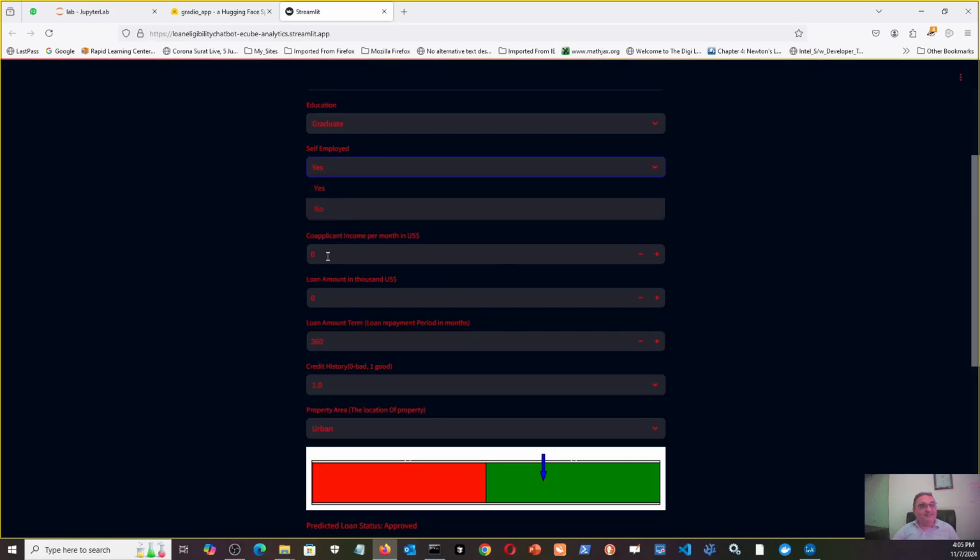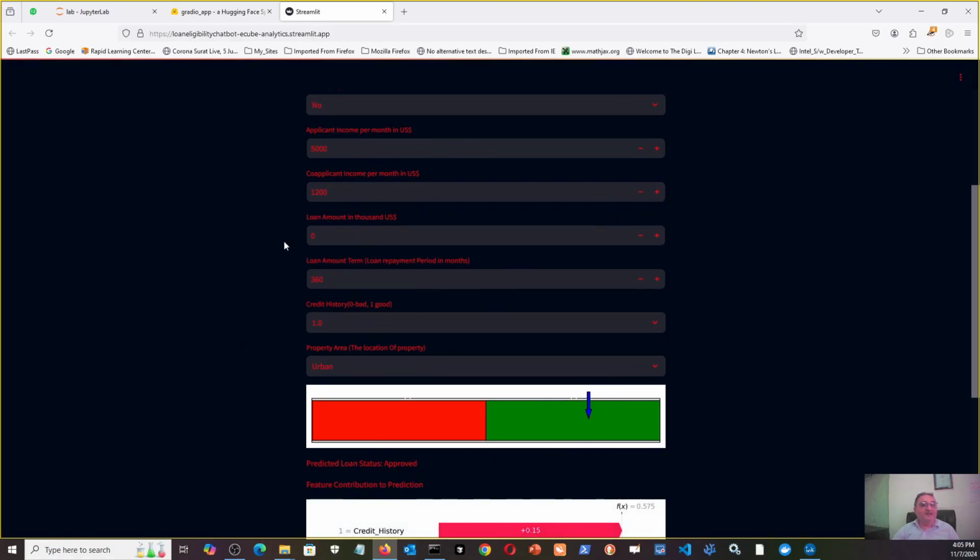Then this is the applicant's salary. So I have written 5,000. This is the co-applicant's income. Say your wife's income, because I have said that the candidate is married. Then 1,200. Loan amount, so I write 380. 380 means actually it is $380,000. Okay, there is real data behind this app.